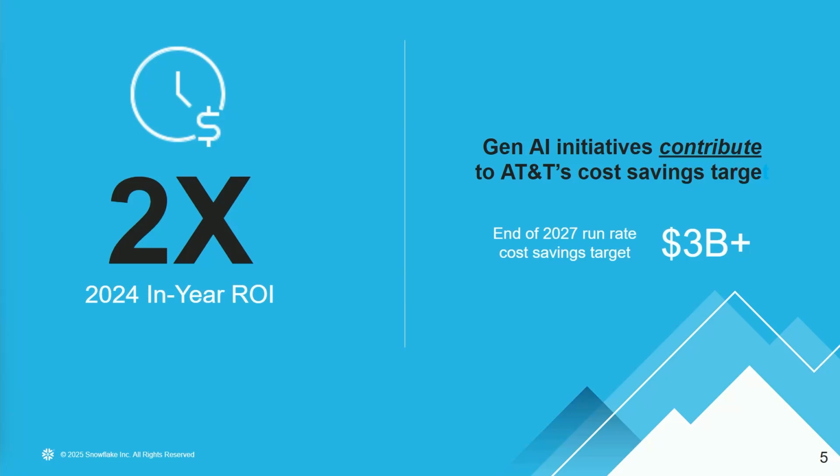In 2024, the return on investment for all of the generative AI use cases within AT&T has been 2x. And it is estimated to have around $3 billion plus savings by end of 2027.